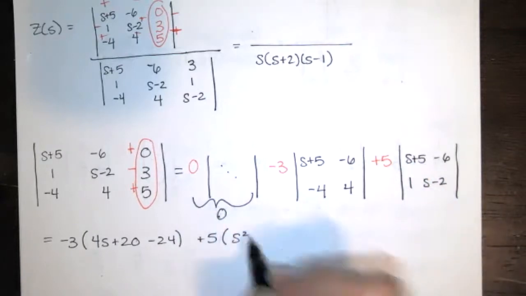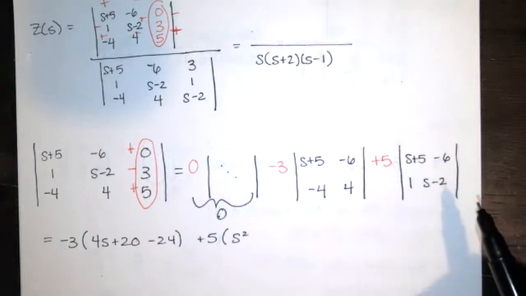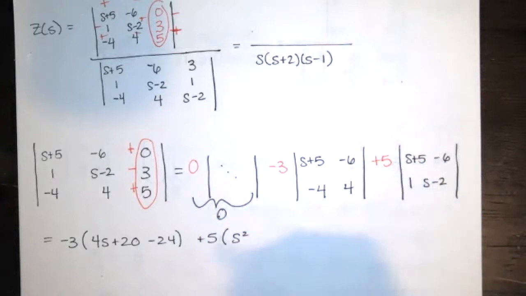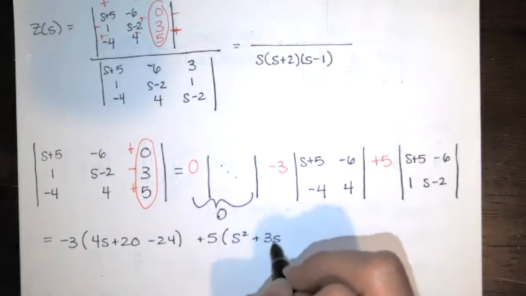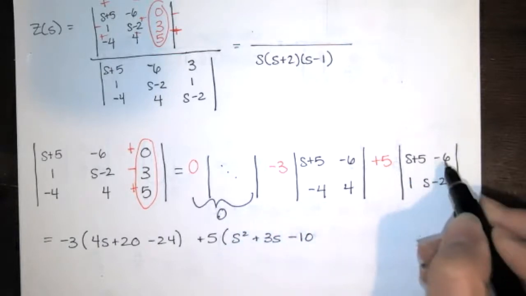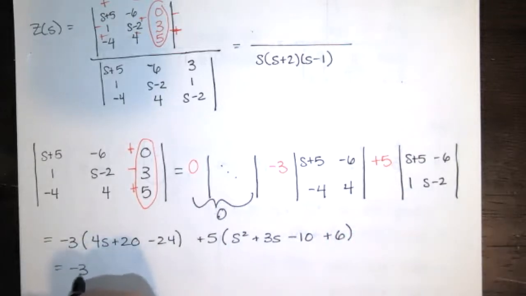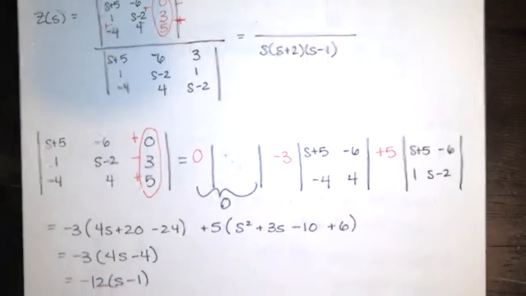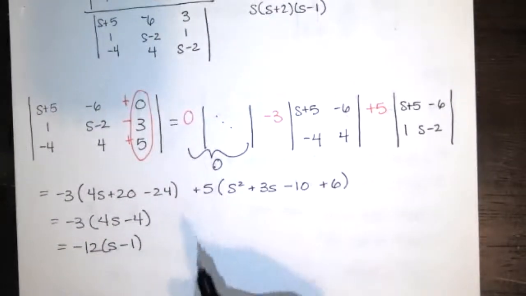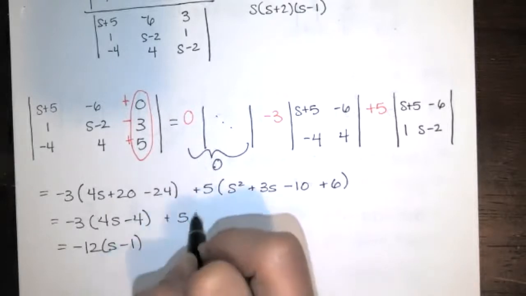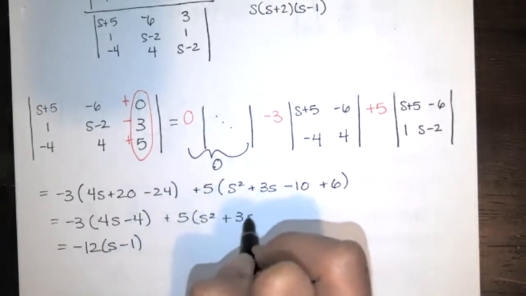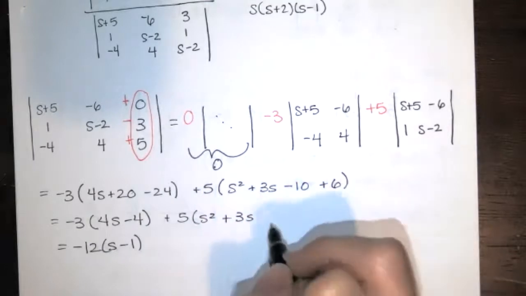If we distribute, we'll have first times first is s squared. Outer times outer is -2s. Inner times inner is 5s. 5s minus 2s is 3s. Last times last is -10. And then we're subtracting -6. That means we're adding 6. So this ends up being -3 times 4s minus 4. If you want, you can factor off the 4. You'd be left with a -12 out here because the 4 times the -3 gives us that -12 times an s minus 1. And then over here, we'll have s squared plus 3s, and -10 plus 6 is -4.